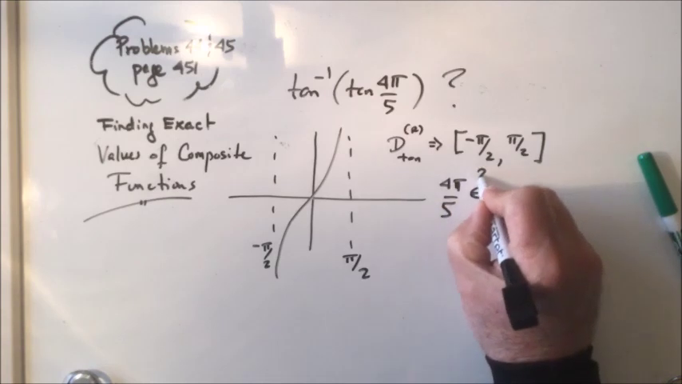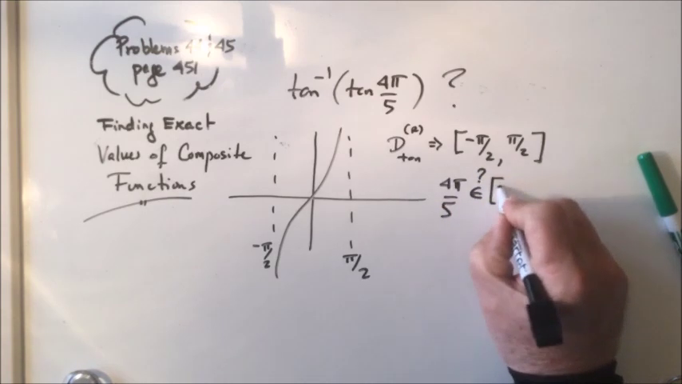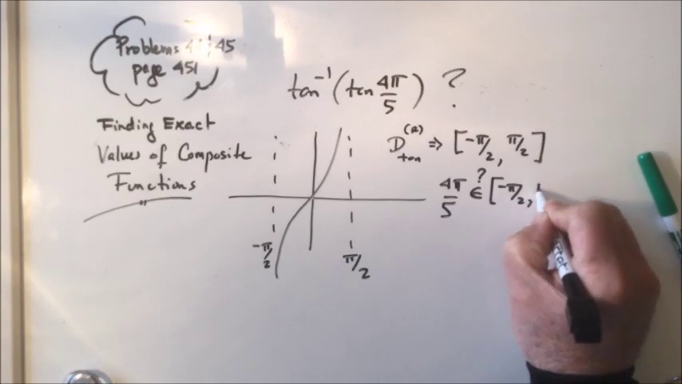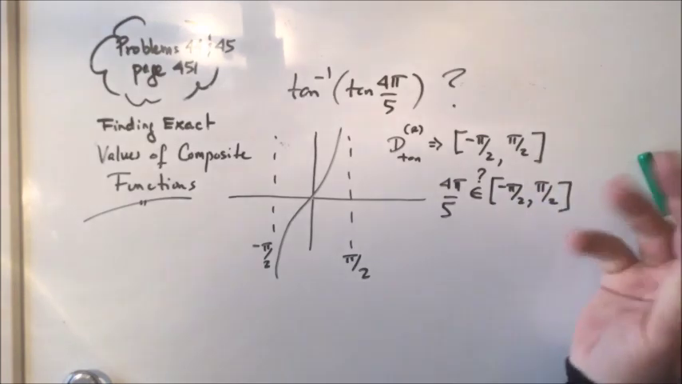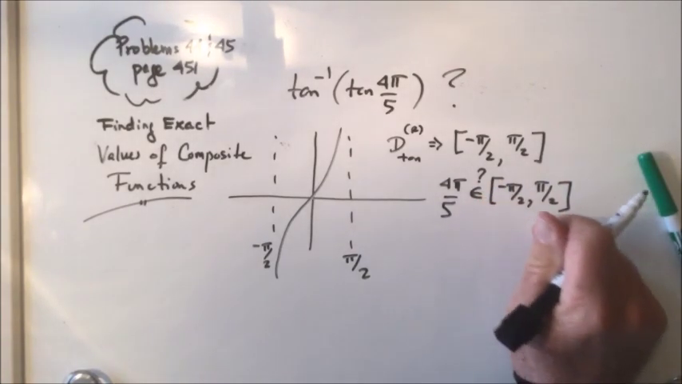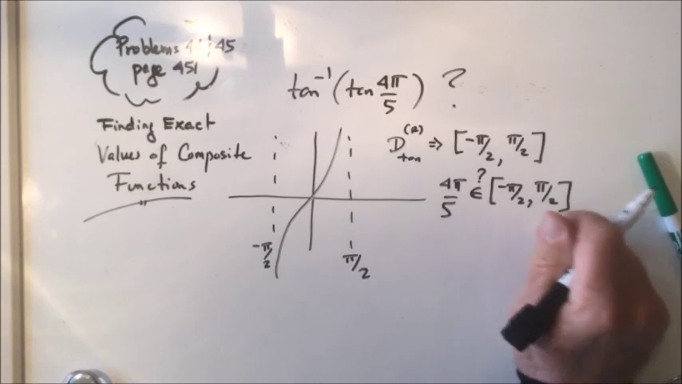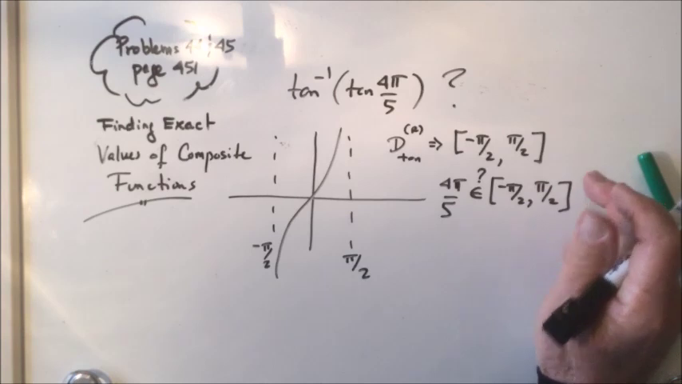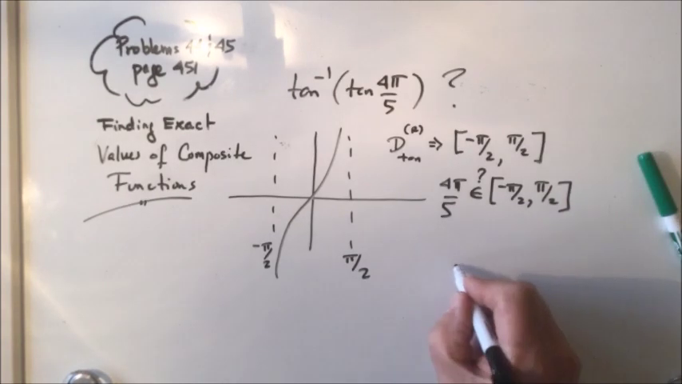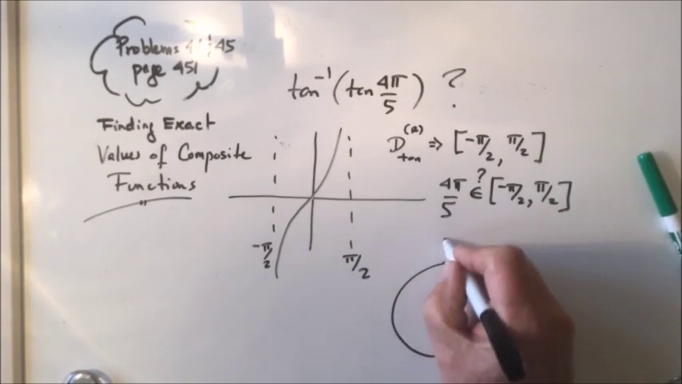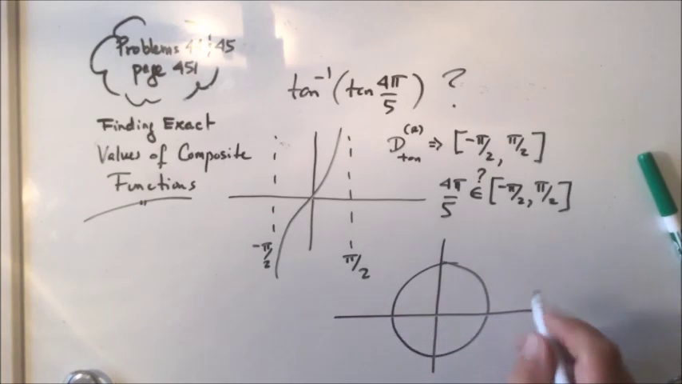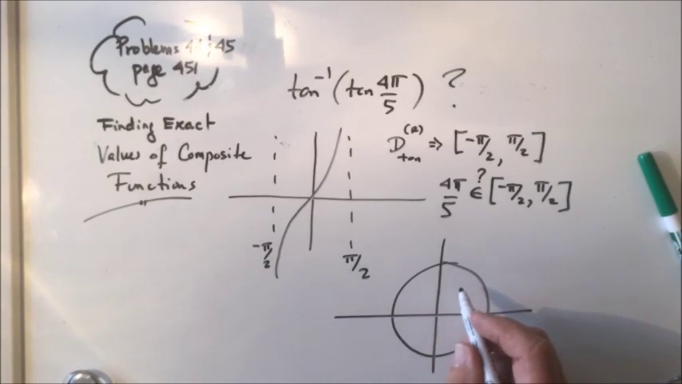an element of this? And the answer comes back no bueno. No, it is not. 4 pi over 5 is not in between these minus pi over 2 and lies outside over here. So now I've got to go and find an equivalent angle. What the heck does that mean? It's a little bit more challenging in this case.